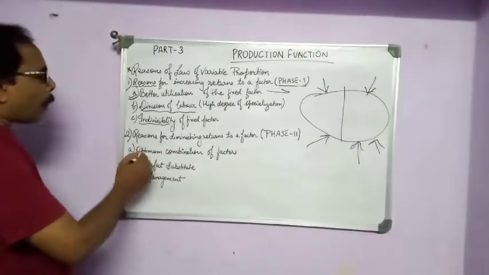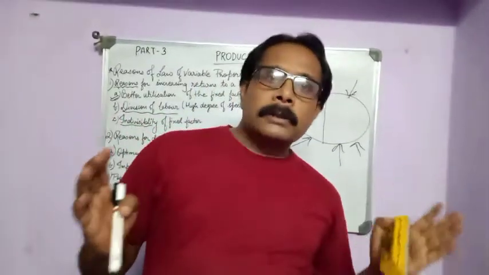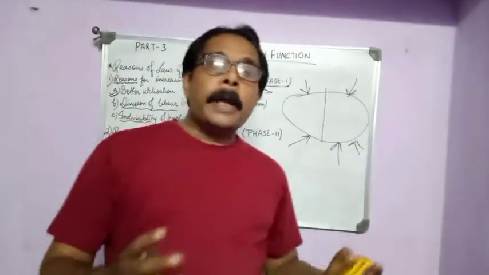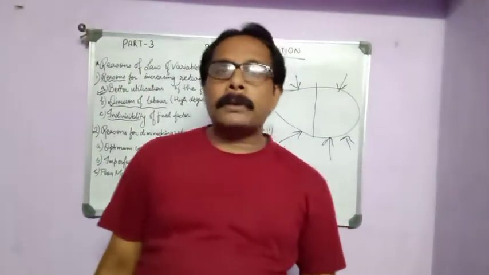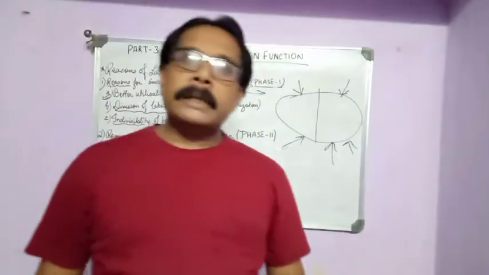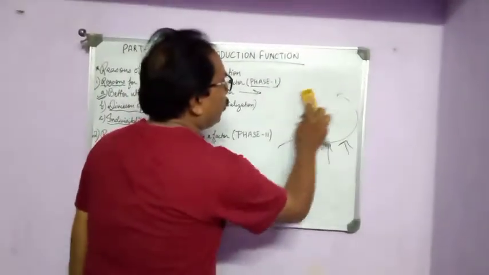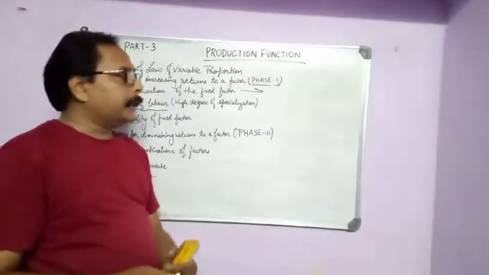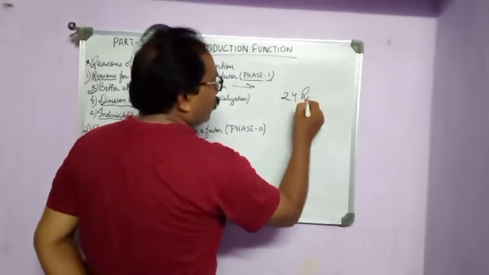So first is the optimum combination of factors. If the variable factors are applied in the optimum way, and again we apply some more variable factors over fixed factors, the production may increase, but it will not increase at a faster rate. Here I also want to give you one example which you know. In all the firms, what do you find? The total day and night means 24 hours.